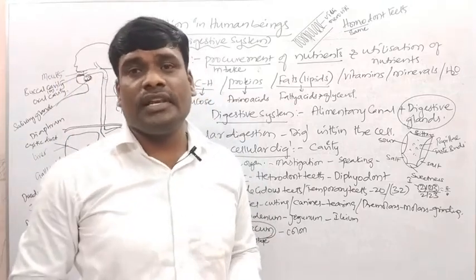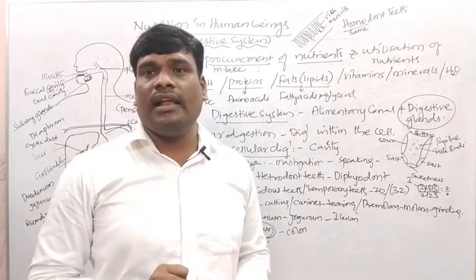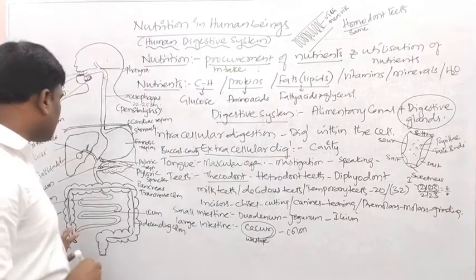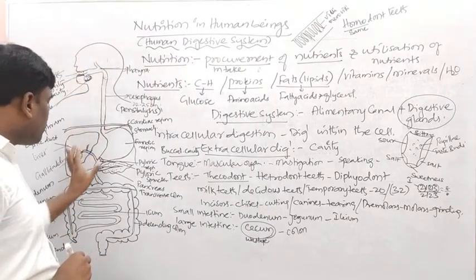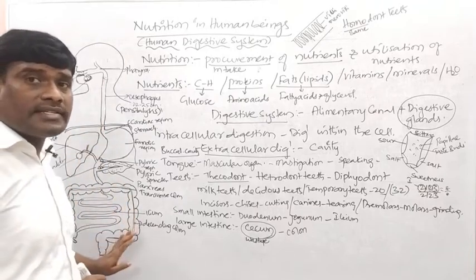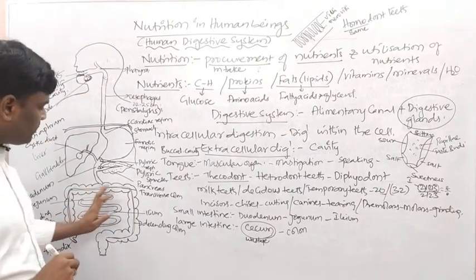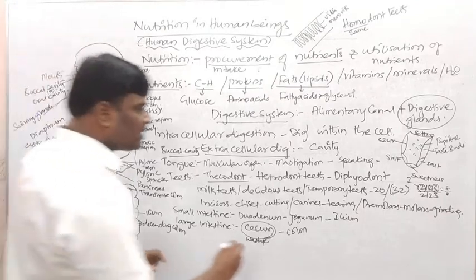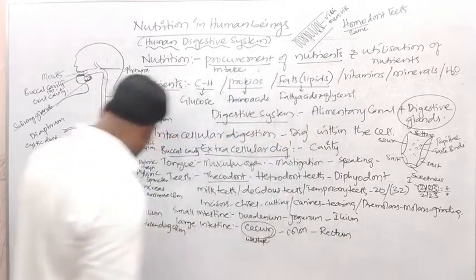But in the large intestine, children, there are no digestive enzymes. There is no digestion here, only water is absorbed in the large intestine. The undigested food particles, with the help of peristaltic movements, move along the alimentary canal and reach another part called the rectum. The third part of the large intestine is the rectum.